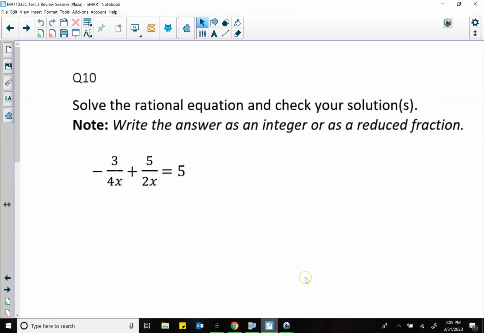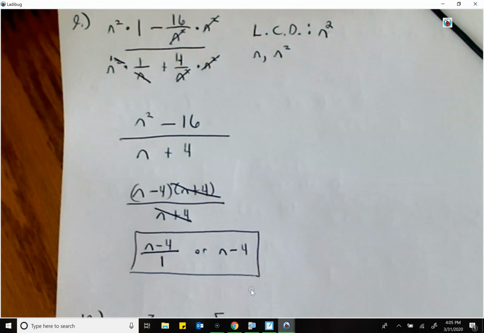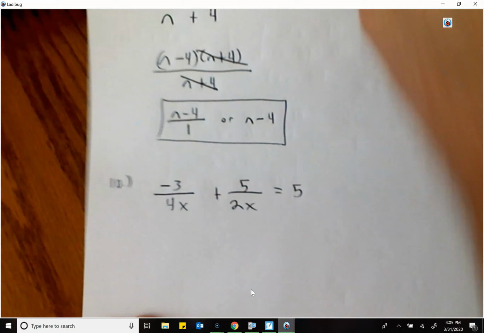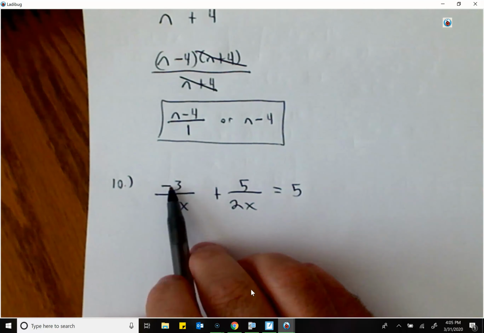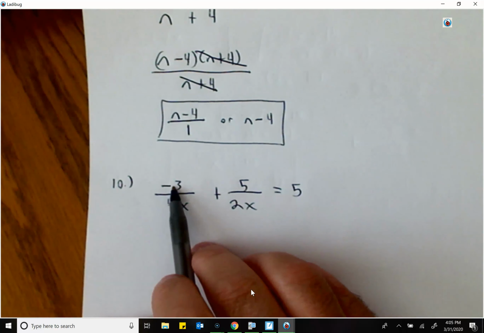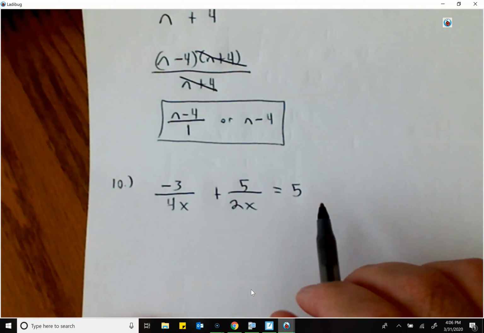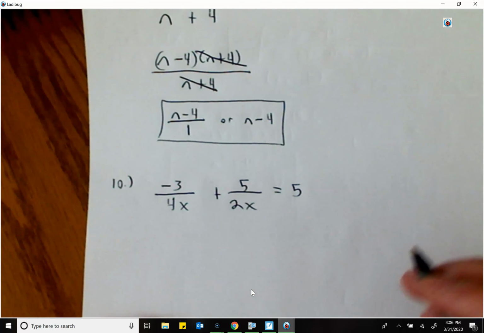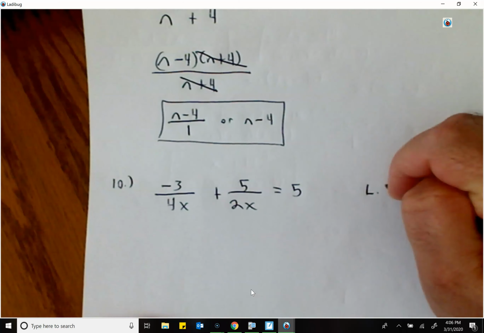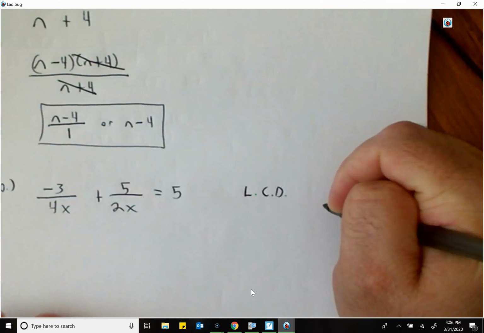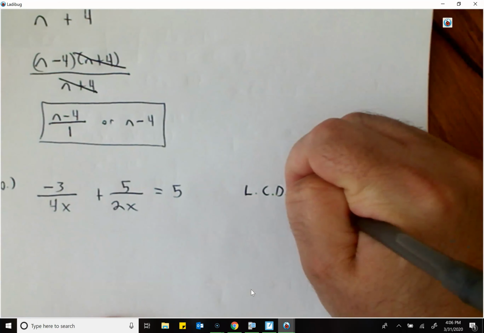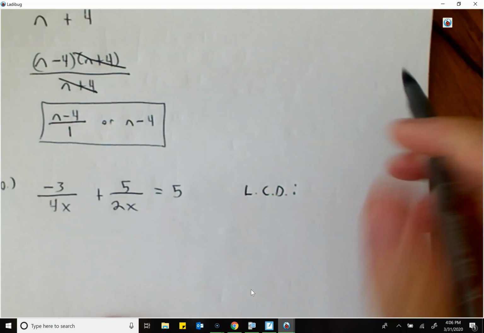So we want to solve. Okay? So here's the equation that we're looking at. And like I said, I just moved that negative that was in front up to the numerator because we can get away with that. So in order to solve this, just like what we did in problem number 9, get rid of the fractions. No one likes to work with the fractions. So we want to find that LCD.